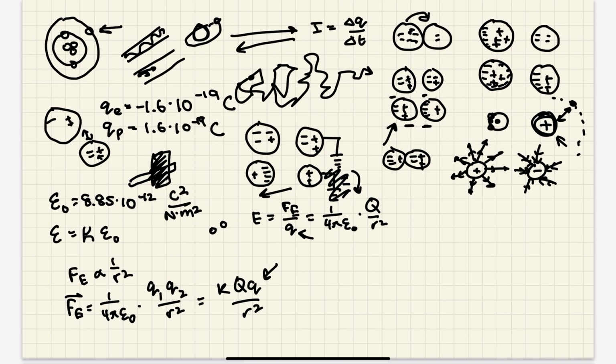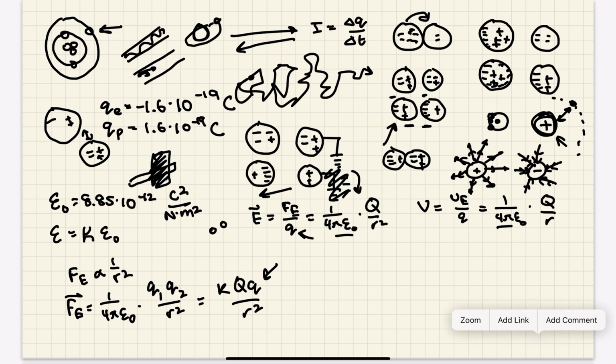And then there's also electric potential. While electric field is a vector, just like force, there's going to be electric potential V, which is a scalar. And that is electric potential energy, UE, per unit charge, over Q. And you can write that as 1 over 4 pi epsilon naught, which, by the way, you can just replace with K. But it's going to be this times Q, probably big Q, over R. Note that this is over R, while the field is over R squared. Just something to keep in mind.